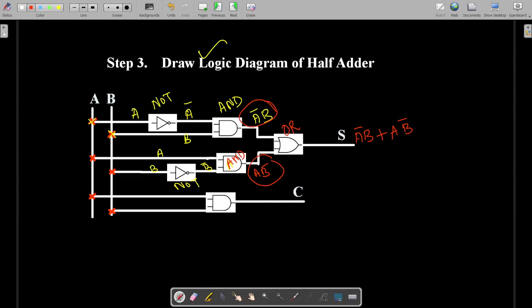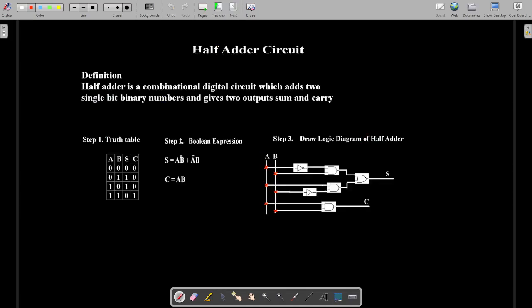Similarly for this carry output, this is A and this is B, and this gate, you know, it is AND gate. So the output is A dot B, AB. Okay. So this is how we do this logic diagram. So we can have all this together in a single shot. So this itself is enough for you to write in your examination.